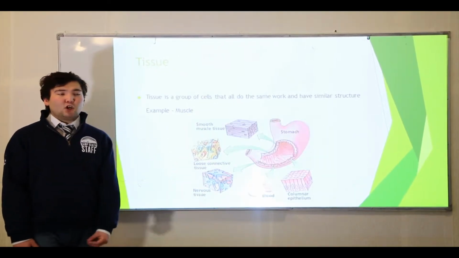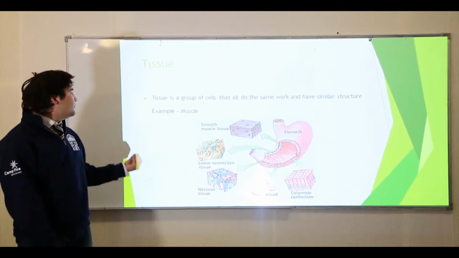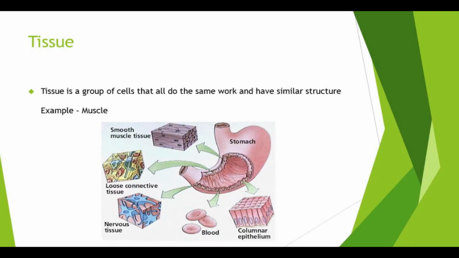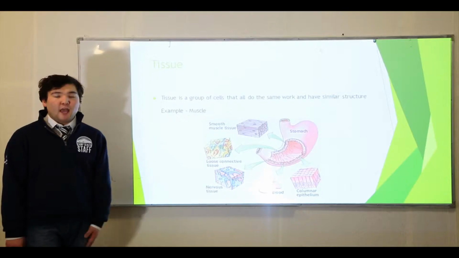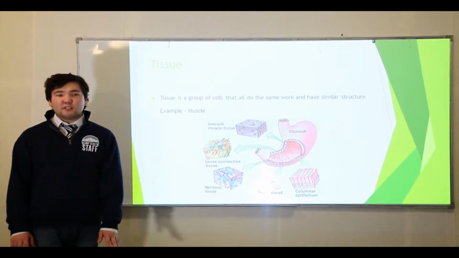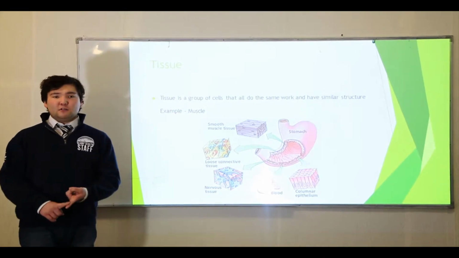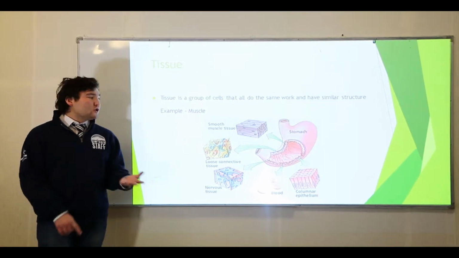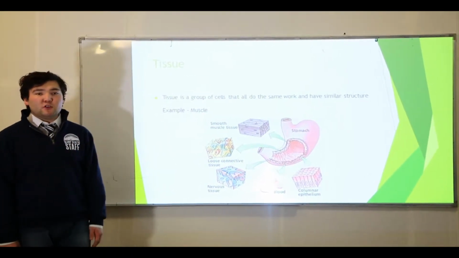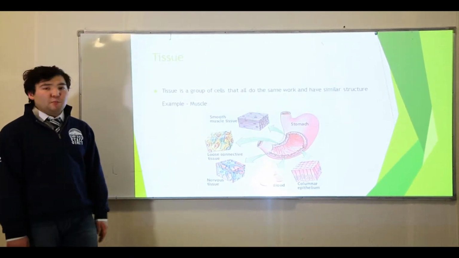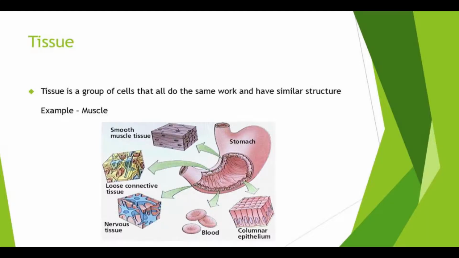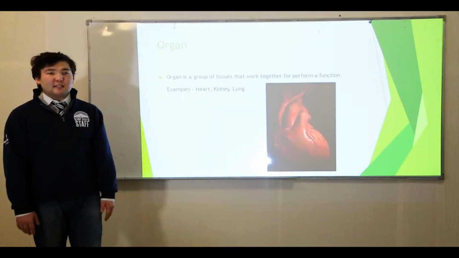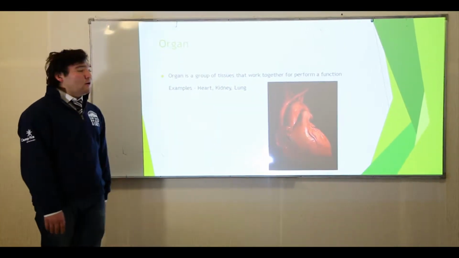Next, let's talk about the next cell organization level, tissue. Tissue is a group of cells that all do the same work and have a similar structure. In human organisms, we have several types of tissues such as muscular tissue, nervous tissue, connective tissue, epithelium, and so on. One example of tissue is muscle, which makes up our muscular system and the linings in our digestive system.